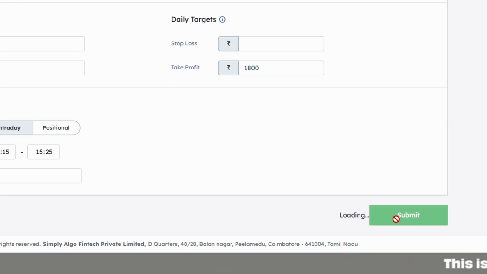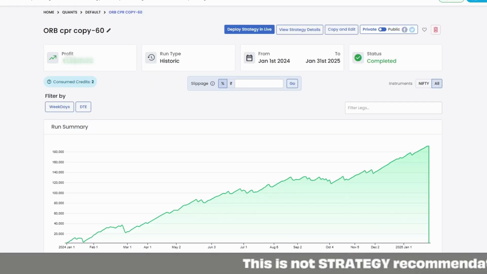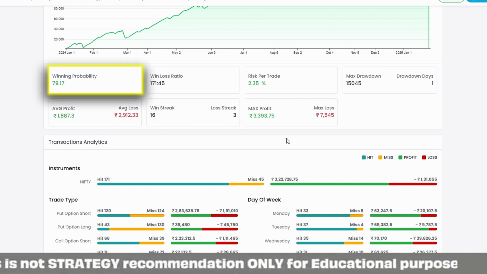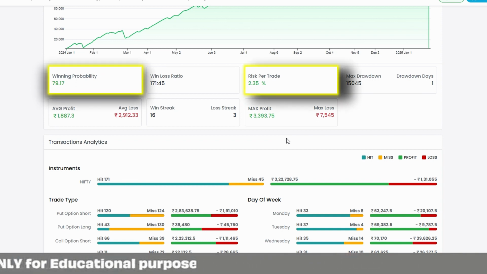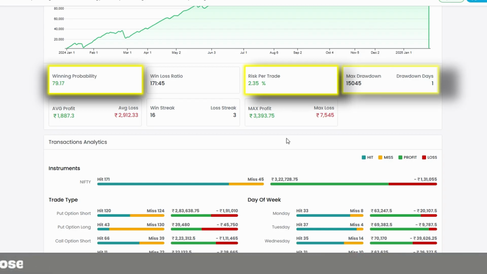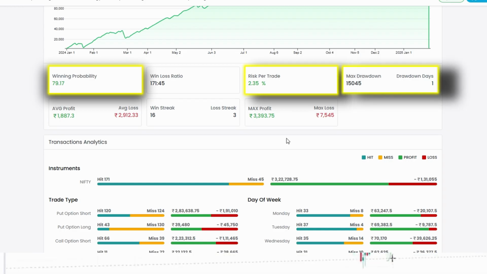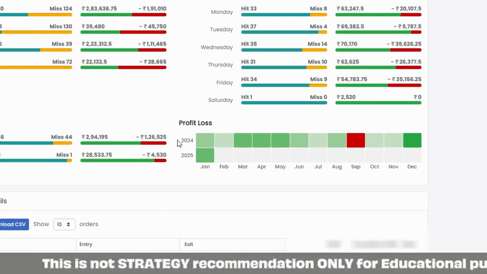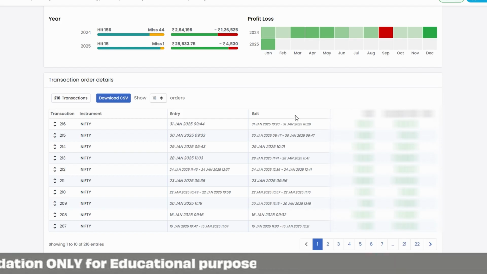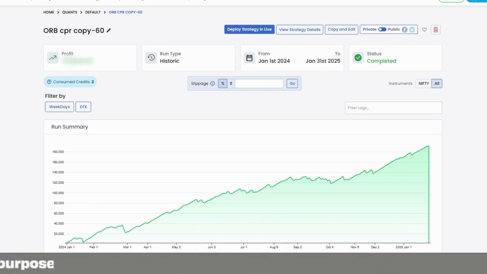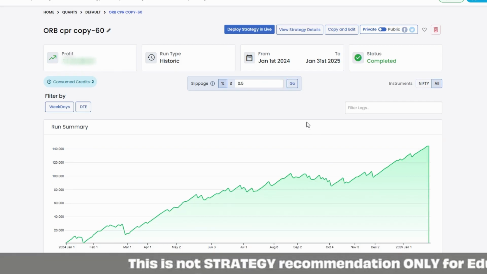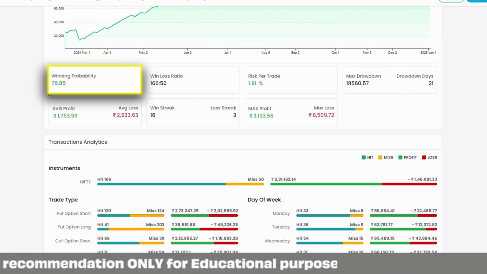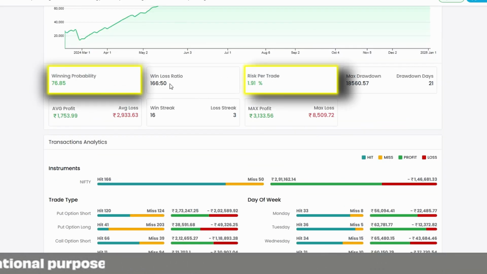So now let's backtest this strategy. For the past 1 year, my winning probability was 79% and my risk per trade is also greater than 1%, and my maximum drawdown is 15,000, and drawdown days is just 1. So you can view all the heat maps over here and all the transactions over here. Now let's add the slippage and check. As it is Nifty with weekly contract with 75 lots, the slippage will be around 0.5. Even after putting slippage, my winning probability is still above 70% and my risk per trade is also above 1%.